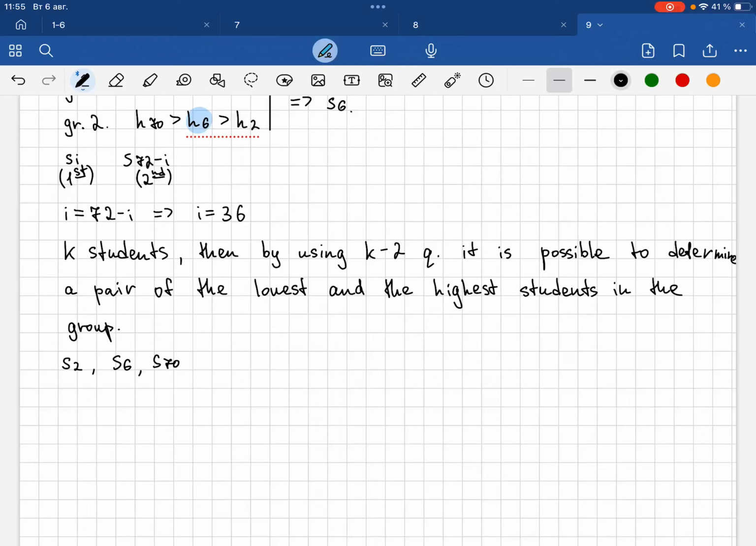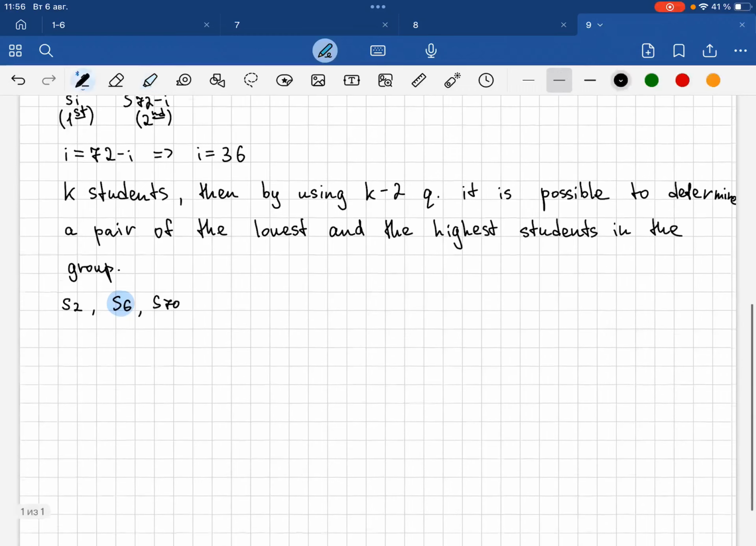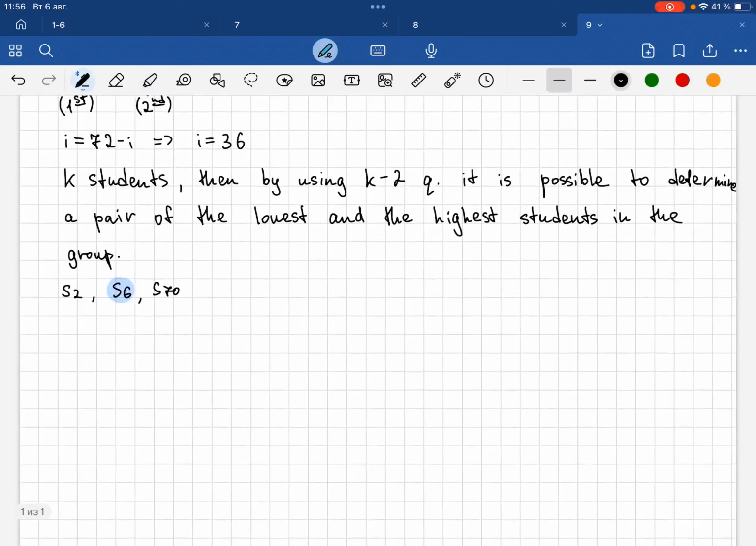Then we receive an answer. We know that S6 has intermediate height, and now we mentally cross the student out from the group. So we have a group with 71 students, S1, S2, and so on, S6, and so on, S71. This is our first question. We know that S6 has intermediate height, and we cross it out.